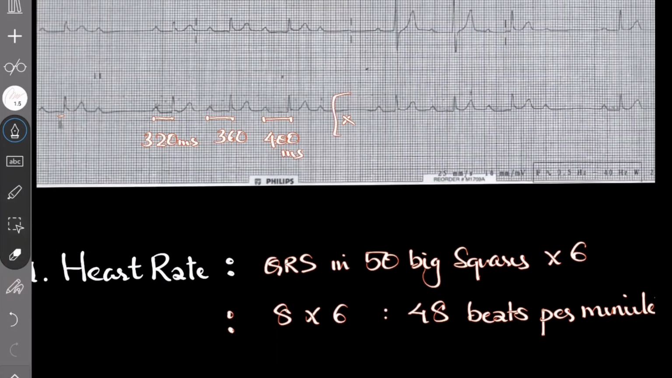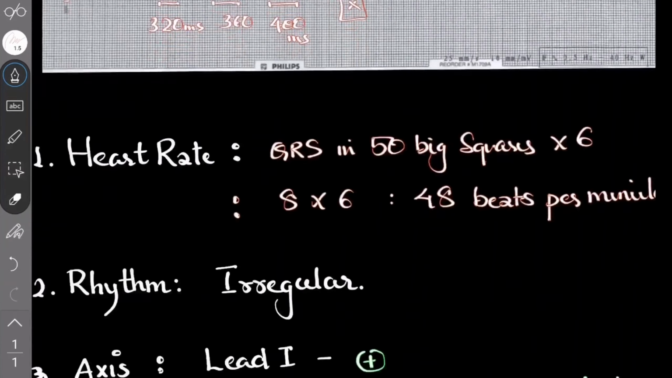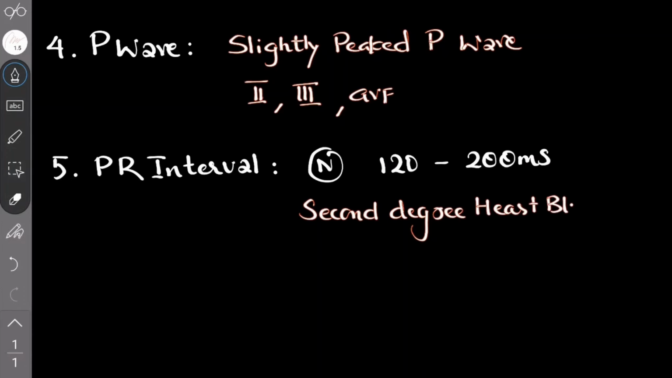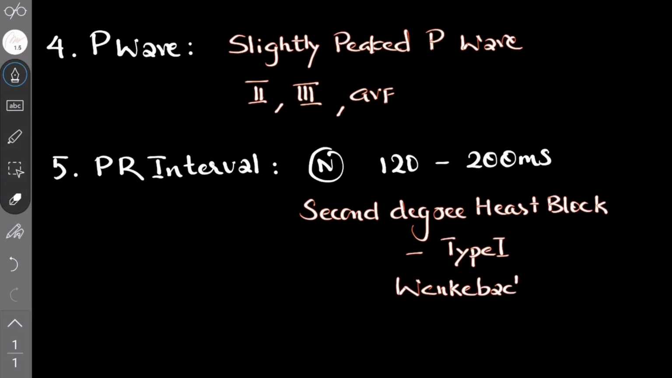But here the P wave is not conducted to form a QRS, so there's a block. So it's clearly a second degree heart block. Among those, it is type 1, that is progressive prolongation of the PR interval followed by a drop. It's also called Wenckebach phenomenon.